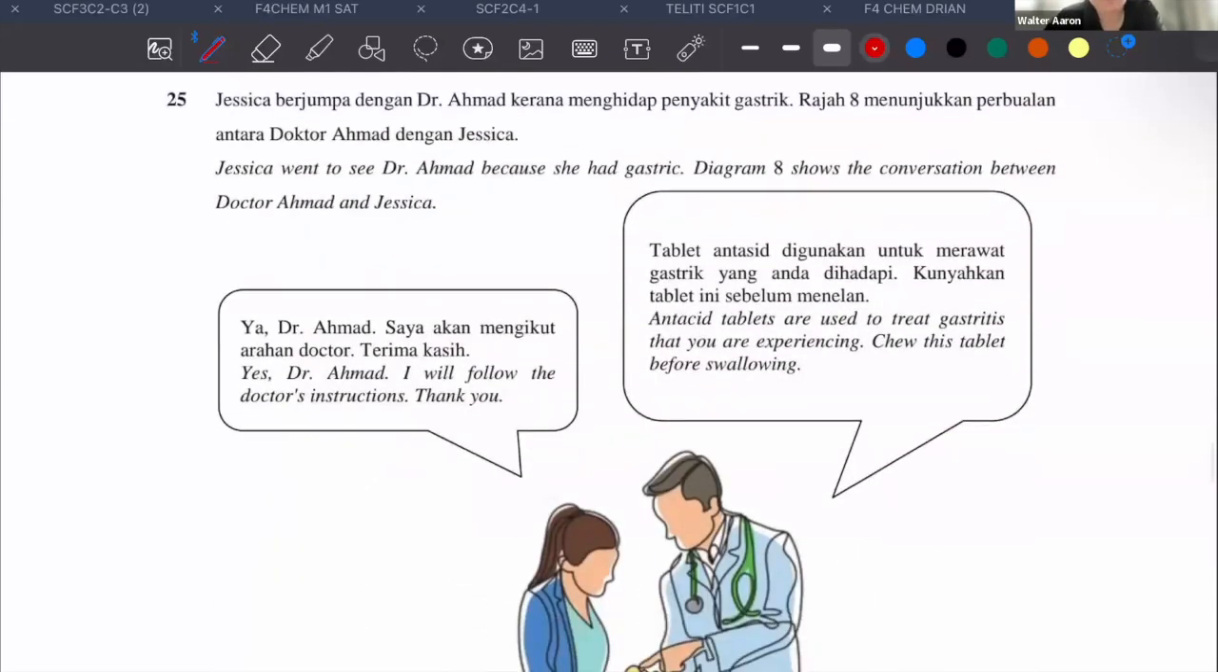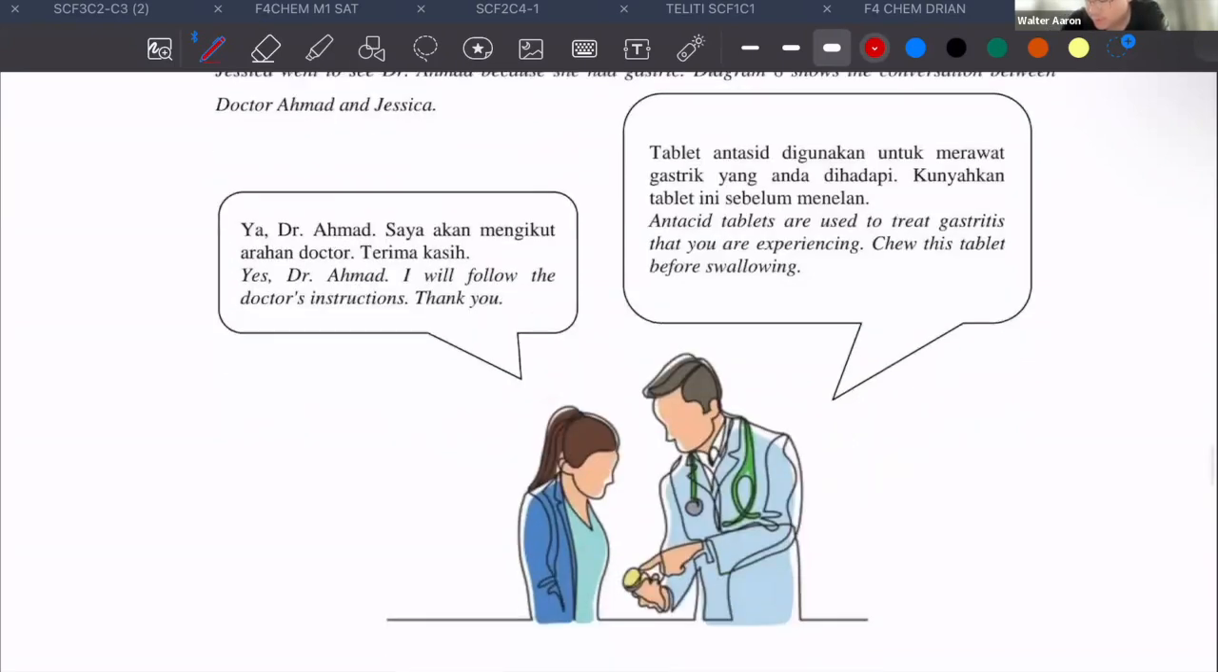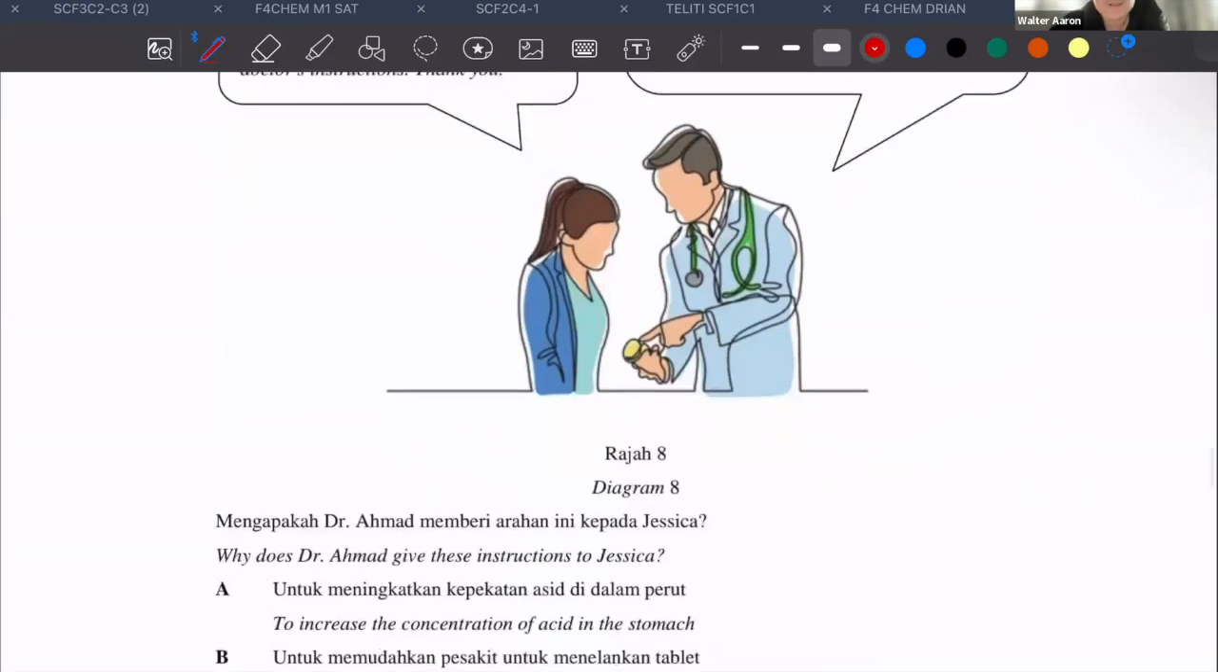Jessica went to see Dr. Ahmad because she had gastric. The diagram shows the conversation between Dr. Ahmad and Jessica. He said the antacid tablets are used to treat the gastritis that you're experiencing. Chew this tablet before swallowing. And then Jessica says, yes, Dr. Ahmad, I will follow your instructions. Thank you. So I think it's referring to the effects of antacid tablets.